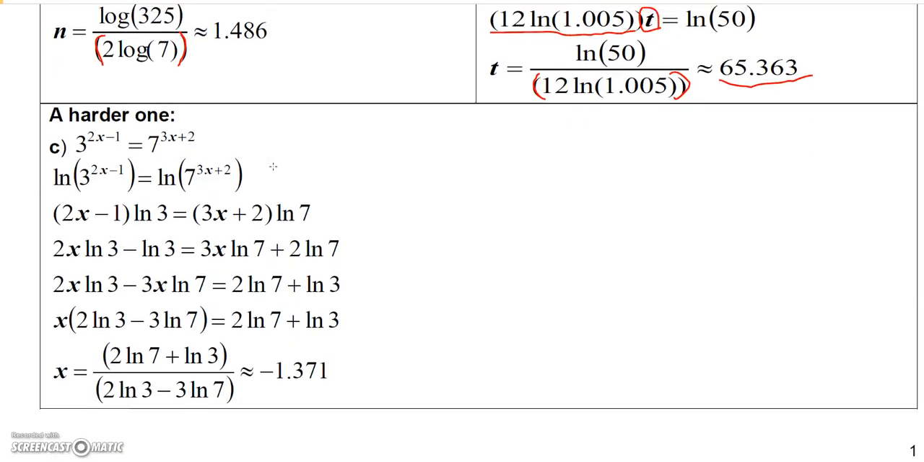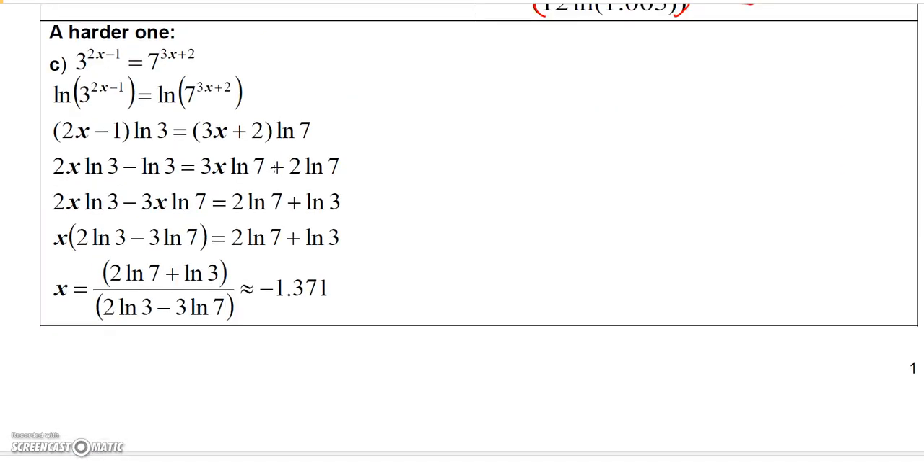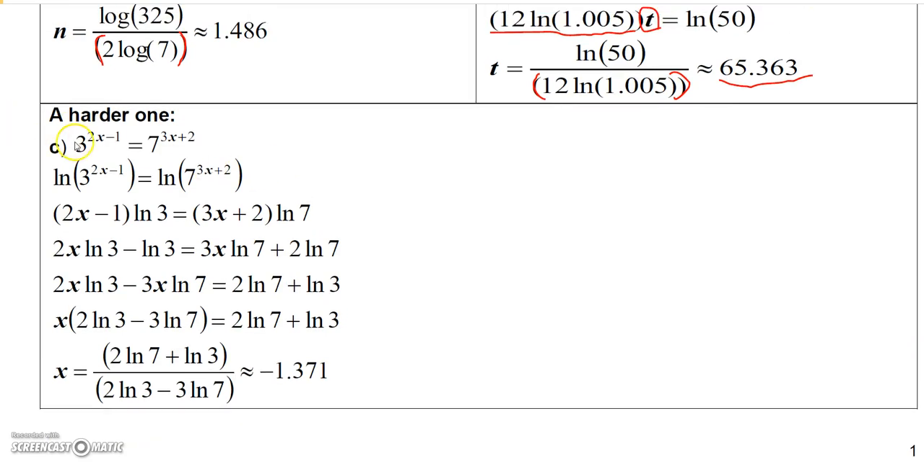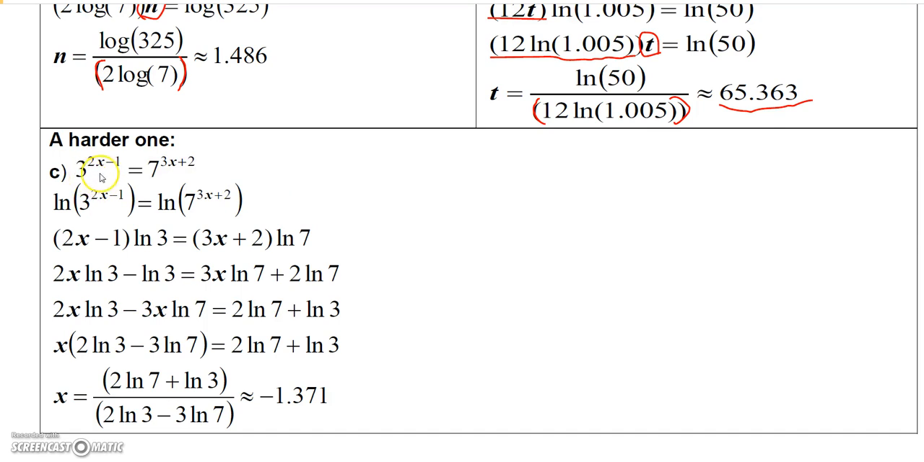Now, this next one is actually a harder one because unlike the first two, where I only had an unknown exponent on one side, here I have an unknown exponent on both sides. So here, I'm still going to take the log of both sides. So I'm going to take the log of this and the log of this.